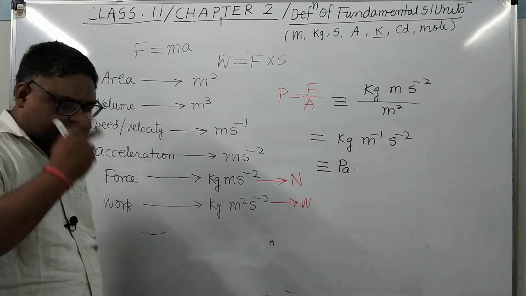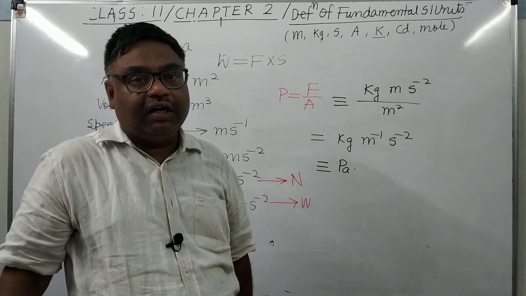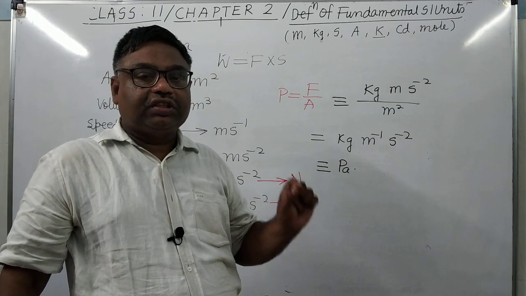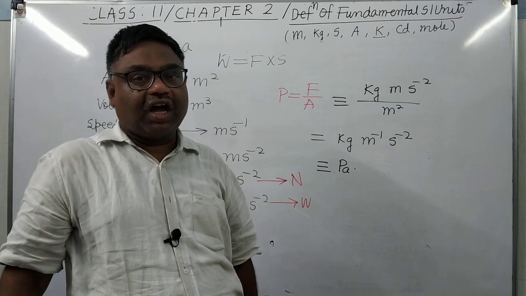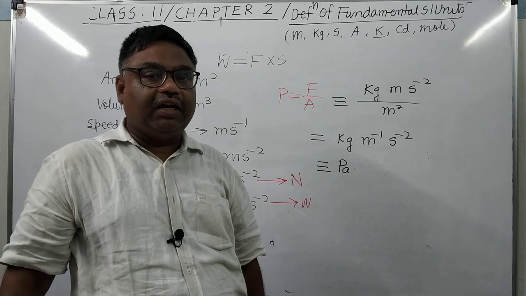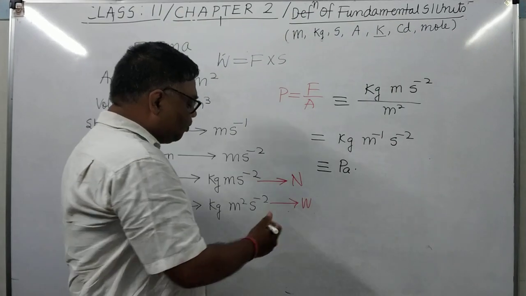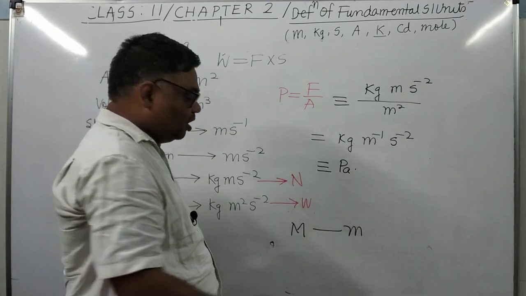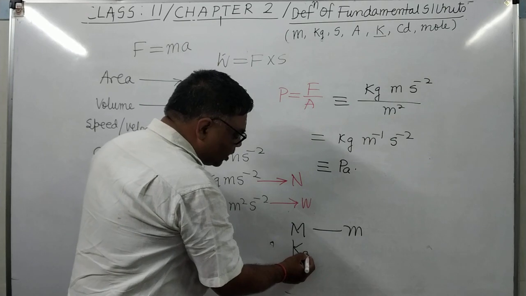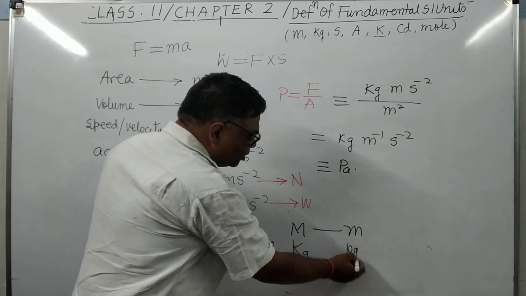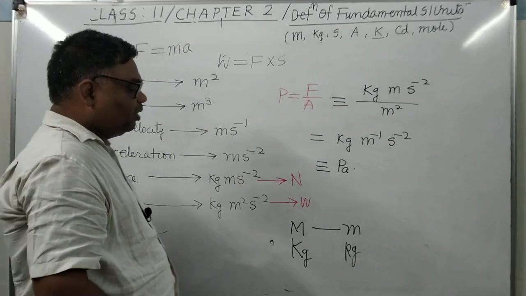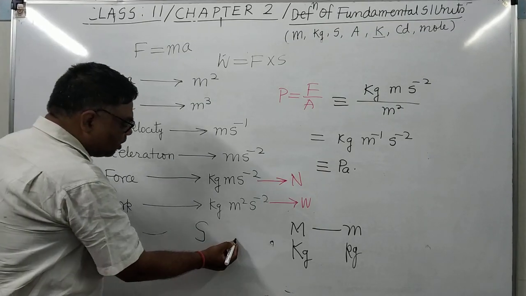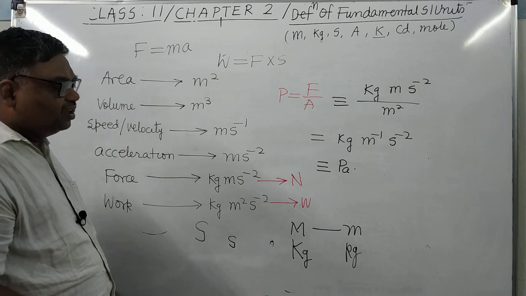Then there are certain rules for how you write the units. See here, all the units are written with small letters. Is it clear? Meter we will not write with a capital M, we will write a small m. Kg we will not write in this way, we will write it in small letters. Similarly, second we will not write with a capital S, but with a small s.